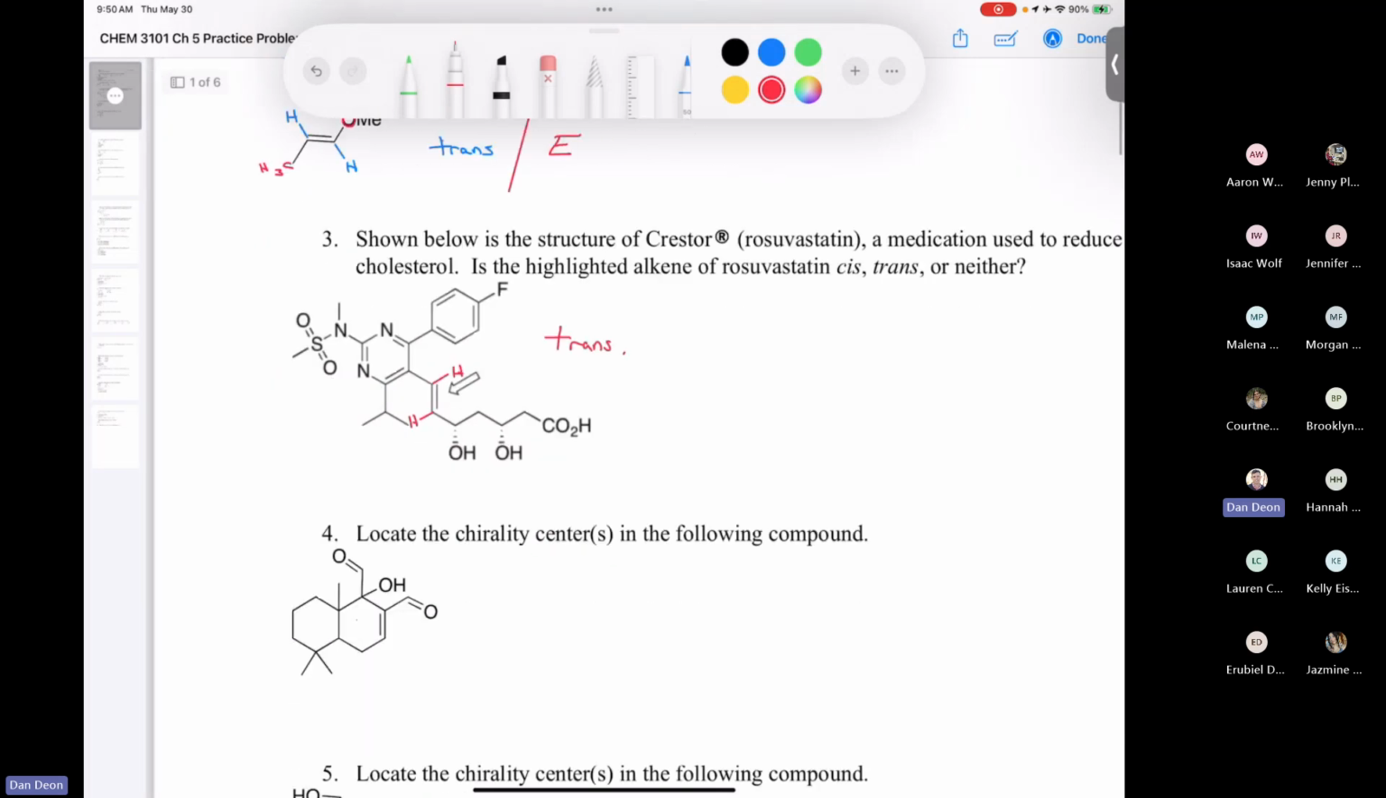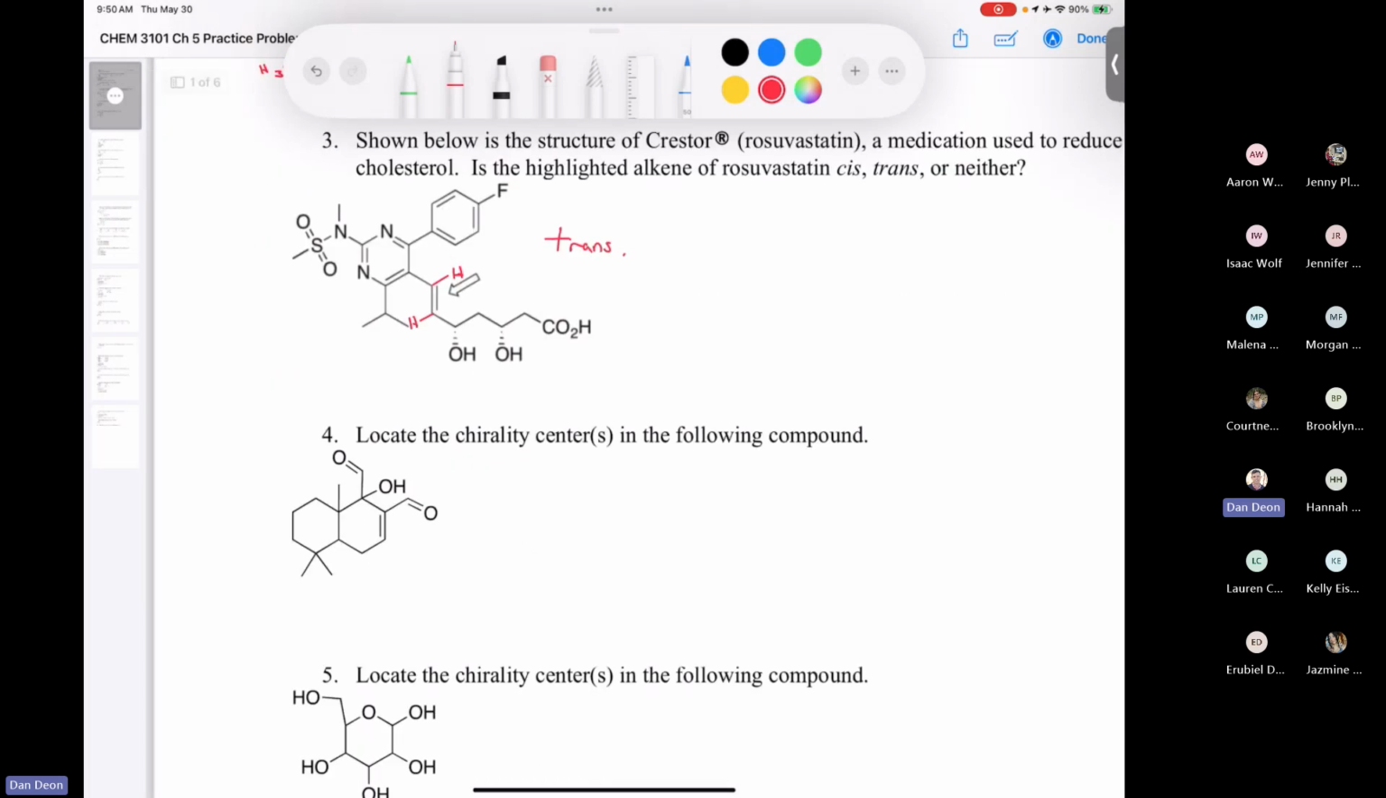There we go. The next one, remember, when we're looking for chirality centers, so when it says chiral centers, listen to me very carefully. These all mean the same thing. Chiral center, chirality center, stereo center, asymmetric center, they all mean the exact same thing. And so we use all of those terms. So chiral center, chirality center, asymmetric center, stereo center, they all mean the exact same thing.